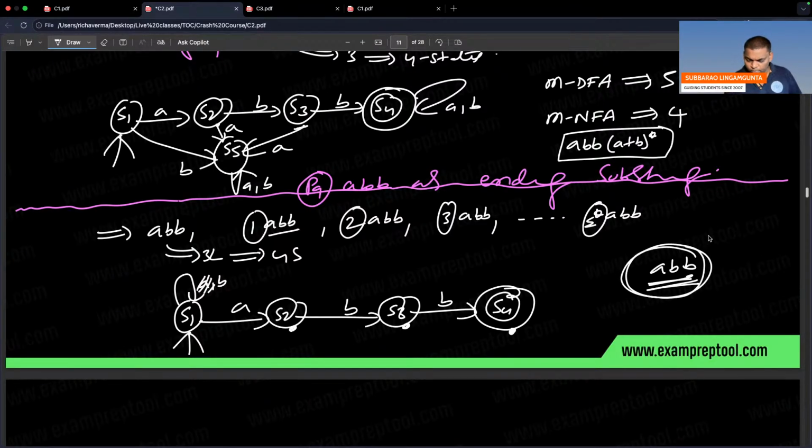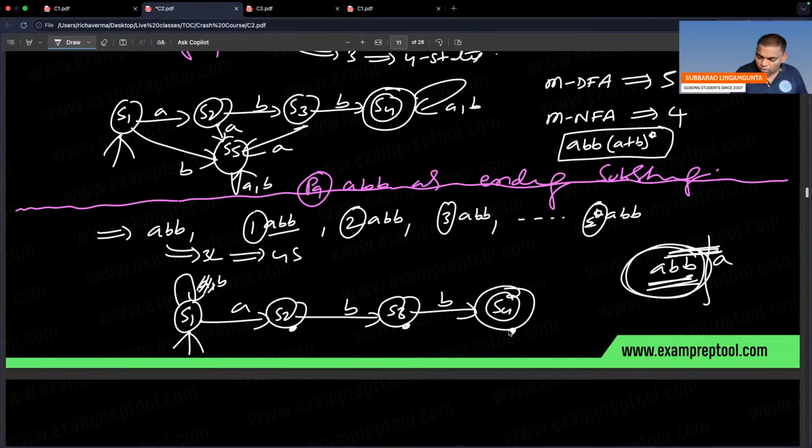Okay, no problem. After ABB, unfortunately, A came. That means the ending three symbols should be ABB, but the ending three symbols are now BBA. So you cannot stay in S4. After ABB, if you got A, your sequence is gone. Last three symbols should be ABB, but it is BBA, so it is gone. Now again you have to start.